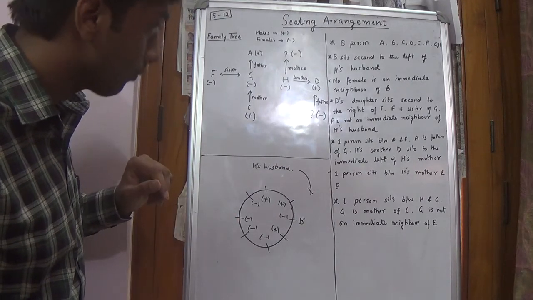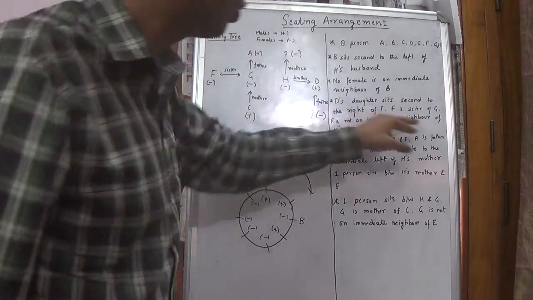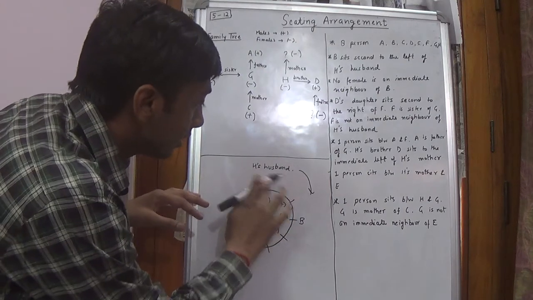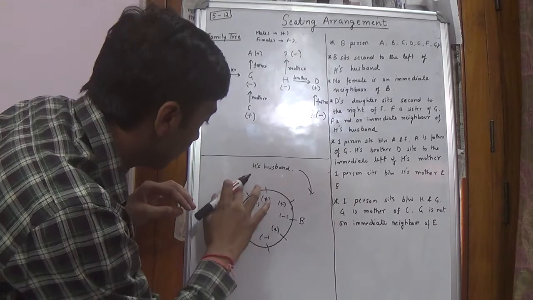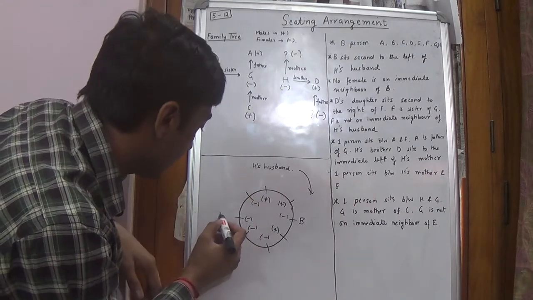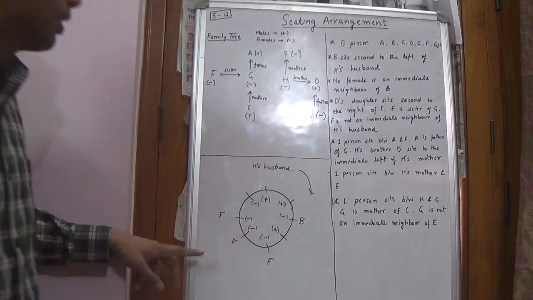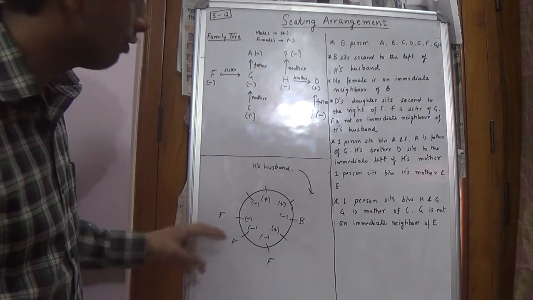F is sister of G. F is not an immediate neighbor of H's husband. So H's husband sits here. So F could not be this and could not be this. So F is either this, this, or this. And F is a lady. So how do we find out the exact position of F?